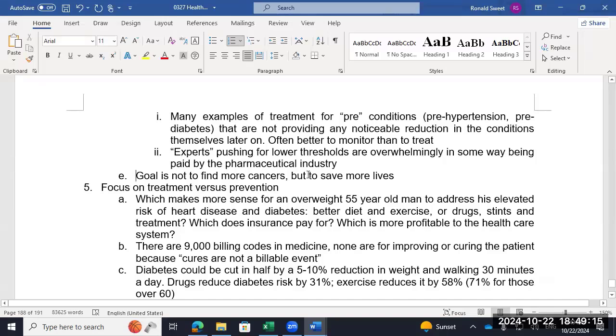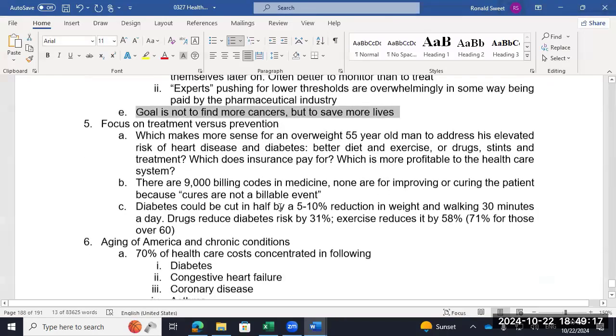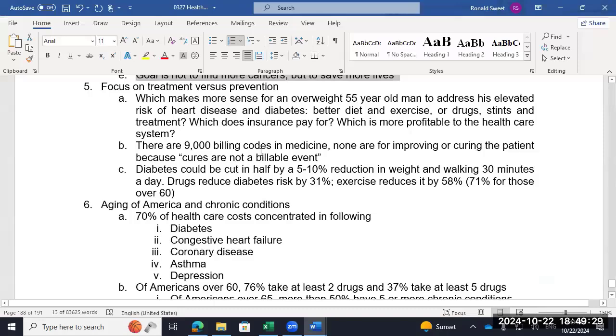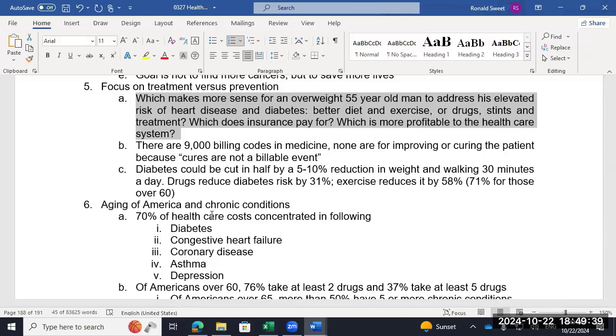The experts pushing this, their goal is not to find more cancers. The goal is to save lives. I forget what the lady said at the end of the video. I wish I could remember, but it was just the perfect quote. Focus on treatment versus prevention. As we talked about before, take an overweight 55-year-old smoker, heavy drinker, who doesn't exercise and has a bad diet. What do you do with that person? It becomes pretty obvious what to do.